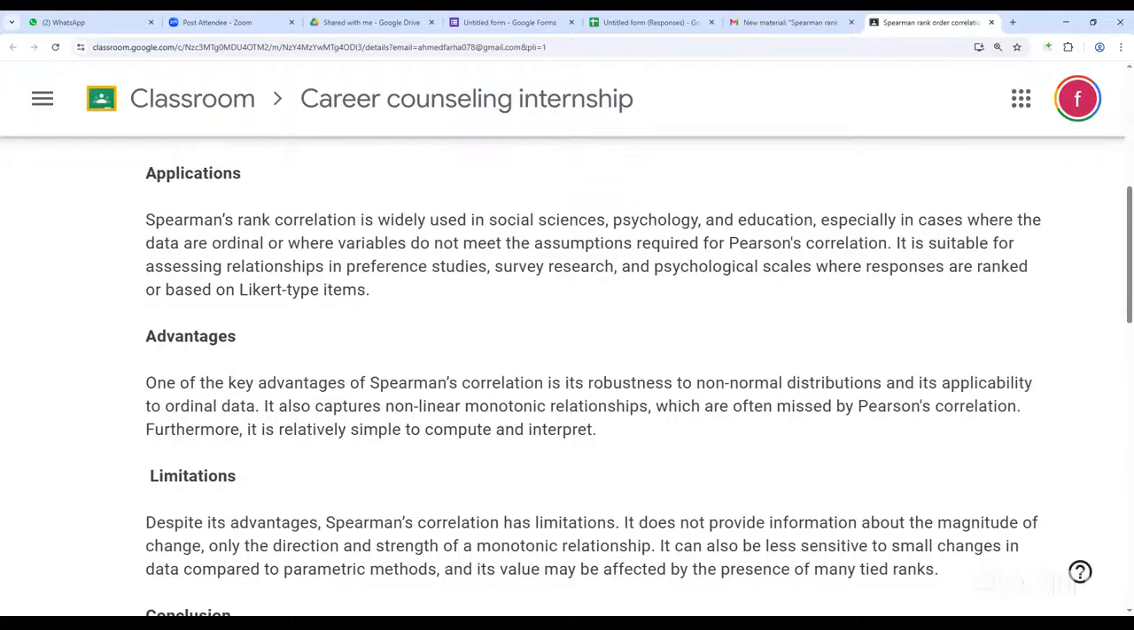Now, Sahil Dev Burman, please read advantages. Okay, sir. One of the key advantages of Spearman correlation is its robustness to non-normal distribution and its applicability to ordinal data. It also captures nonlinear monotonic relationships, which are often missed by Pearson correlation. Furthermore, it is relatively simple to compute and interpret.